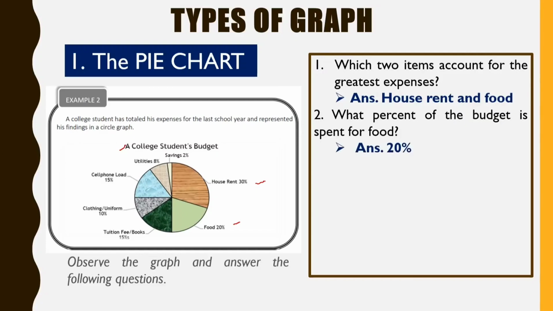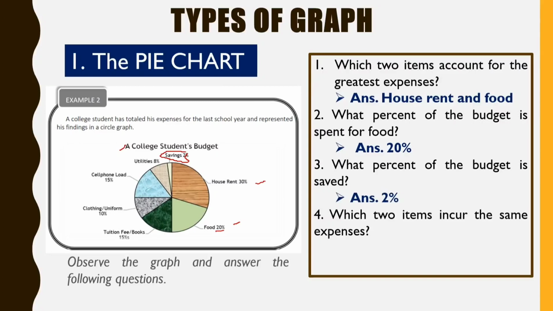And the answer is 20%, as you can see in this label. Question number 3, what percent of the budget is saved? So we look at the savings, which is 2%. Number 4, which 2 items incur the same expenses?